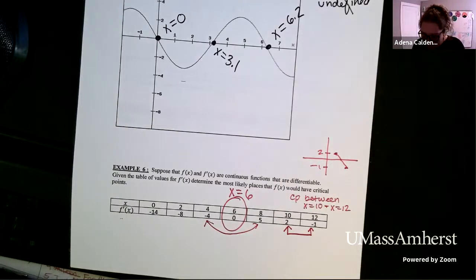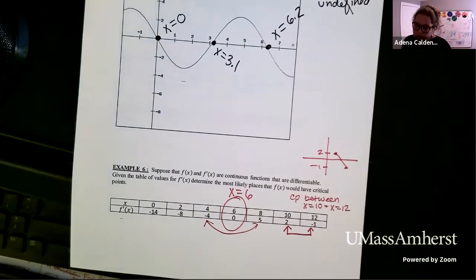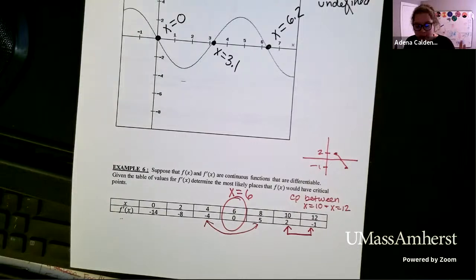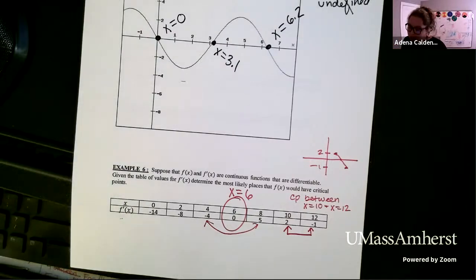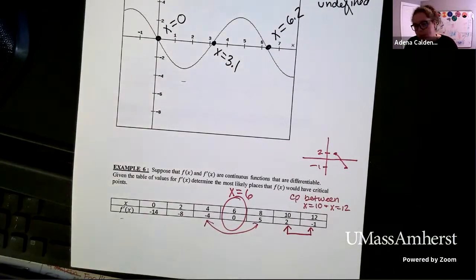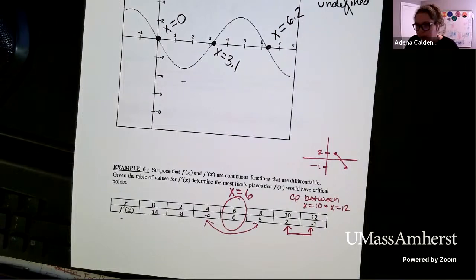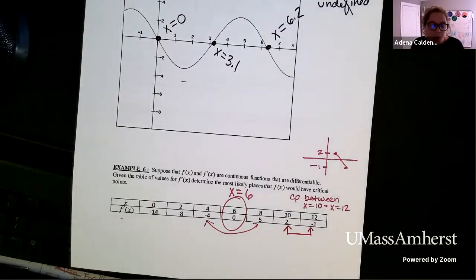Okay, so now that we know how to find critical points, the next step is to take that information and say, okay, once we have identified where the critical points are, how do we determine if they are local maximums, local minimums, or neither? So we're going to take this critical point information and learn how to what we call classify the critical points.